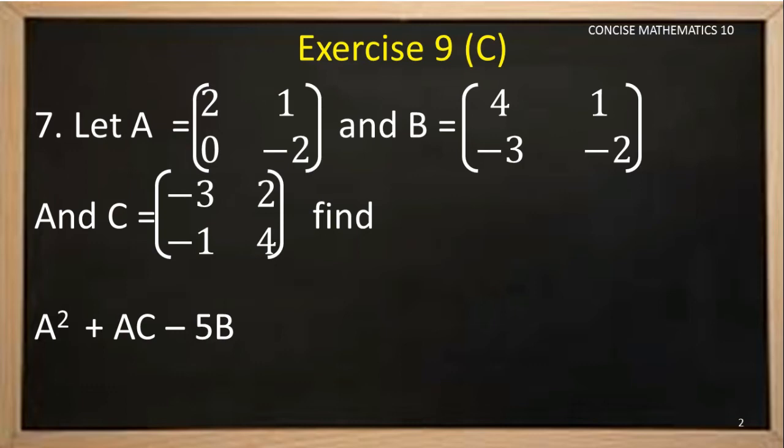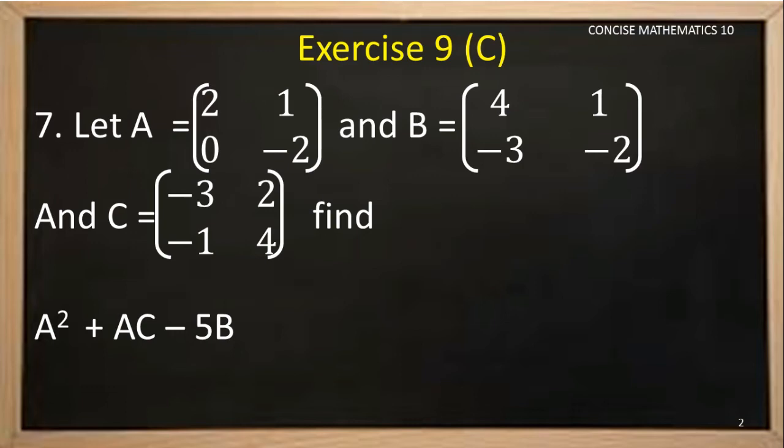And in the second step, we need to calculate A into C. Matrix A should be multiplied with matrix C. In the third step, we need to calculate 5 into B. 5 is a real number, so all the elements of matrix B should be multiplied with 5. So, first 3 steps over. In the fourth step, we have to substitute into A square plus AC minus 5B, and the calculation should be done by considering the corresponding elements.